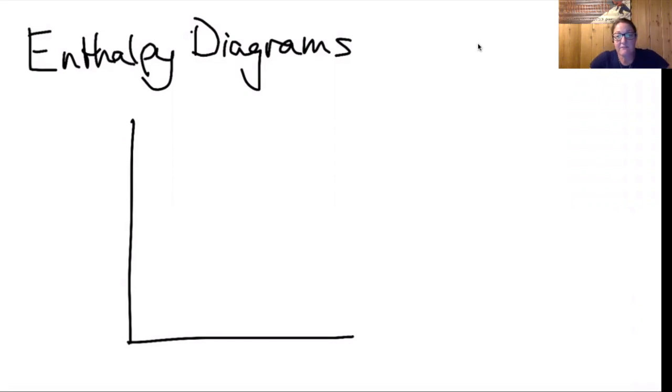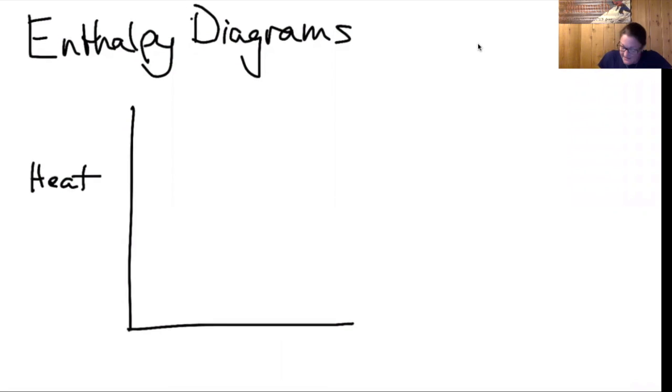Enthalpy diagrams are fairly simple. They can be confusing at first, but once you learn how to read them, it's pretty straightforward. So they're graphs, and on the y-axis we have heat. It's usually some sort of arbitrary units. Sometimes it's in kilojoules, sometimes no units are given to you.